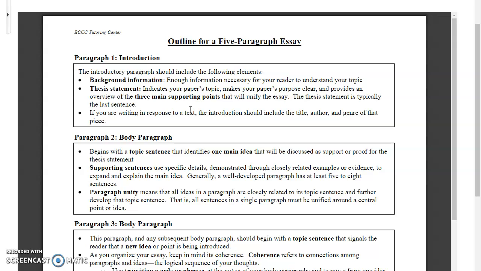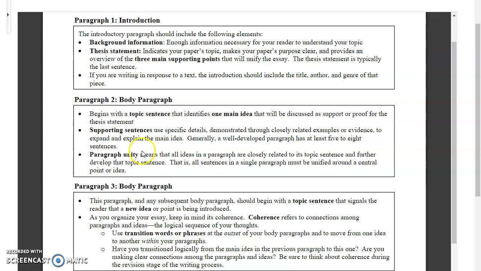Okay? Now, I'm going to use one of these body paragraphs as an example of how to write the body paragraph. So first, we begin with a topic sentence that identifies one main idea that will be discussed as support or proof for the thesis statement. If I said up here that childhood diabetes has 3 bad effects, physical, social, and mental, then this paragraph would be about the physical effects of childhood diabetes, right? The next one would be about, in paragraph 3, the mental effects. But let's get back here. This is about the physical effects.